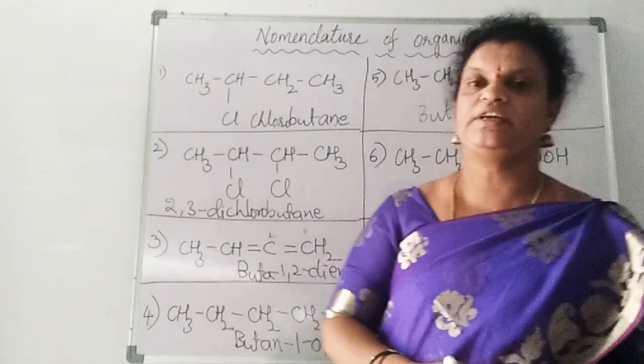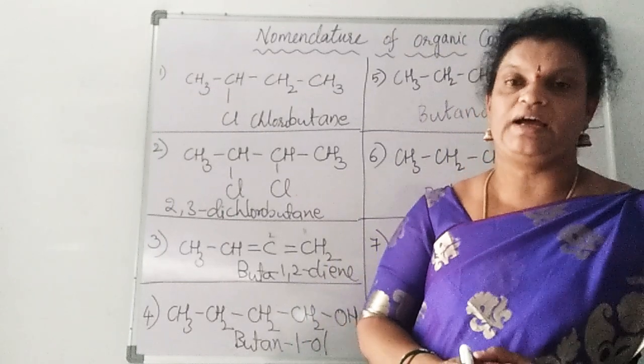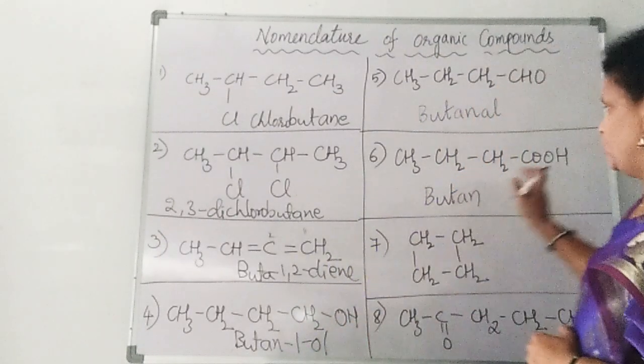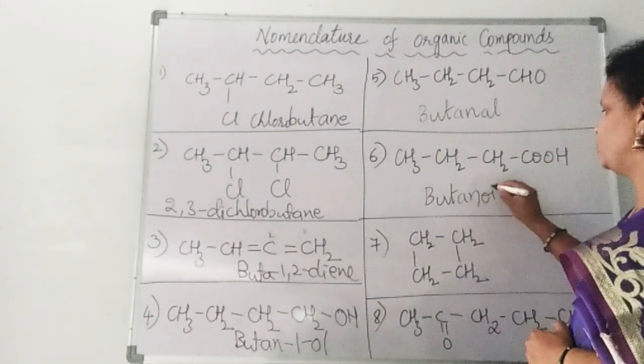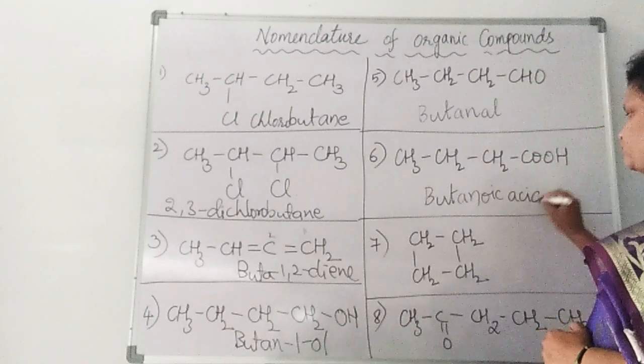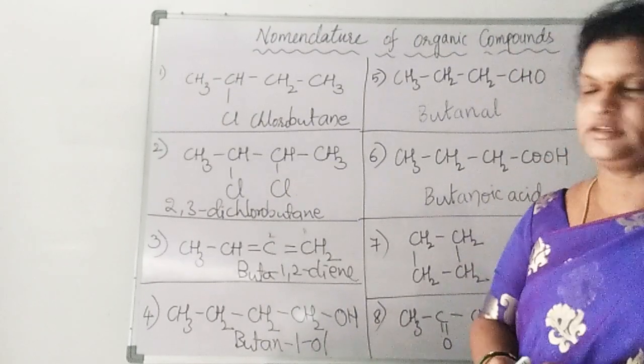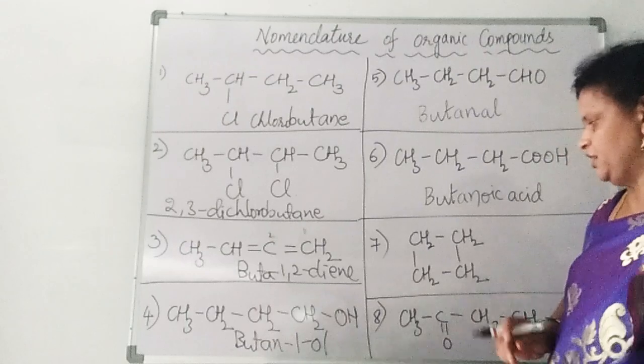Carboxylic acid is present here, so we'll write the secondary suffix as oic acid. Only one is there, so that is why it is butanoic acid. Butanoic acid. Then the seventh compound you see here.